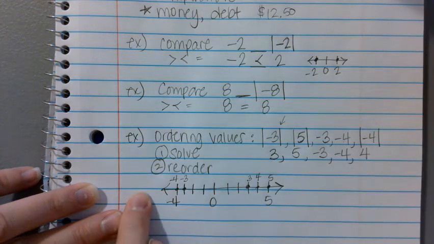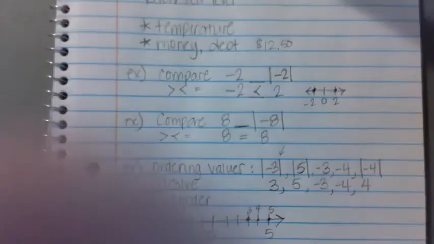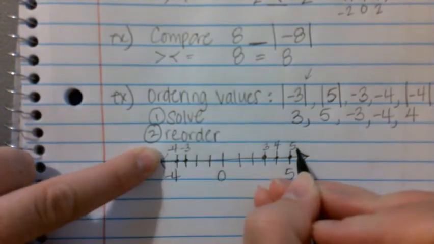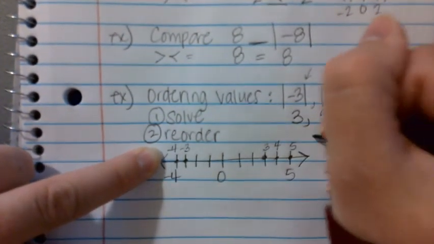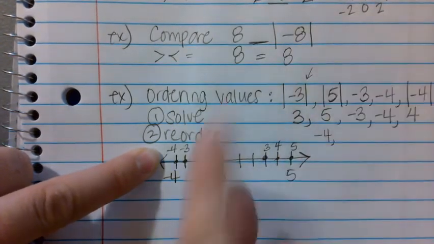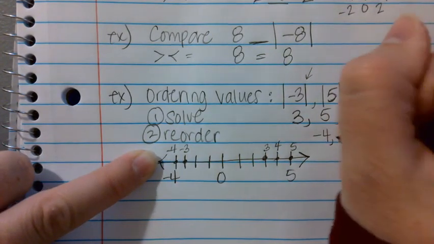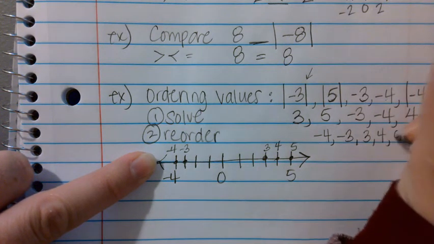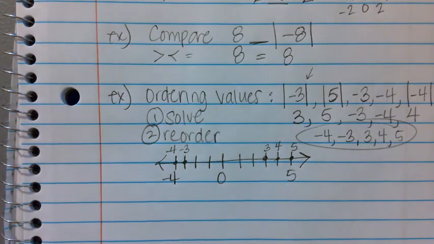And the nice thing about using a number line is if you look really closely at my work here, I already have the answer written in order. So all I have to do is copy it down from left to right if I'm going from least to greatest: -4, -3, 3, 4, 5. And that's my final answer.